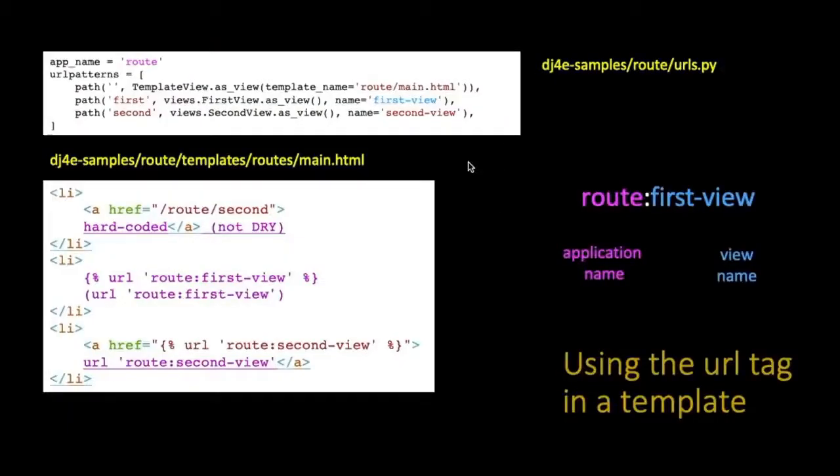So here's what happens if you just go to route/route, the name of my application. It pulls up this main.html. And so the first thing I want to show you is what a hard-coded URL looks like.